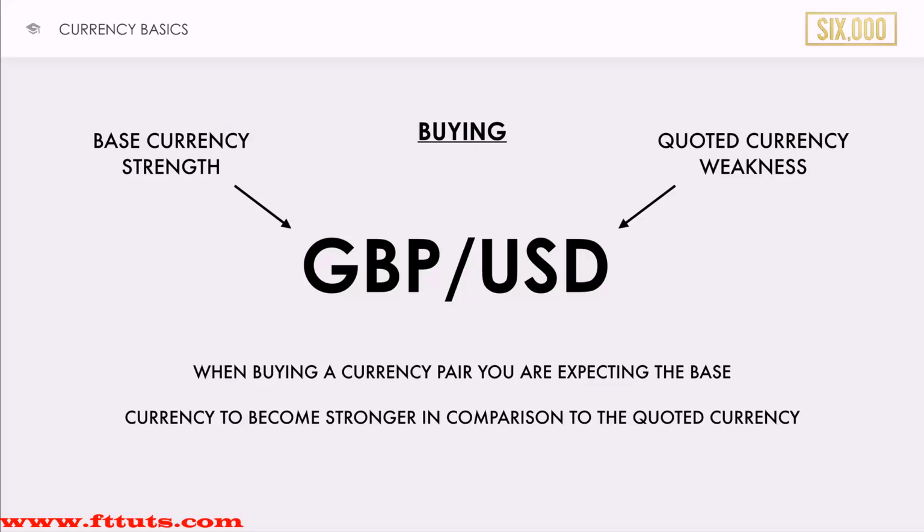What we're essentially saying is that the Great Britain pound is becoming stronger, it's gaining strength. So the base currency is becoming stronger, and on the flip side, the quoted currency is becoming weaker. Now, when you're buying a currency pair, let's say the Great Britain pound, you expect it to become stronger, but it doesn't always mean that the quoted currency is becoming weaker. We could have a strong US dollar and a strong Great Britain pound, but the pound could be stronger than the dollar, meaning price will increase.